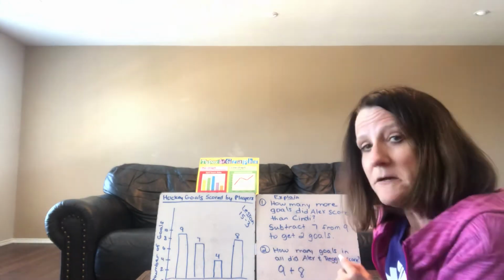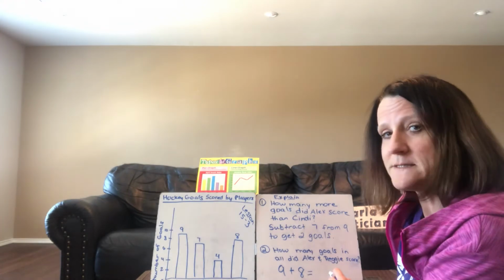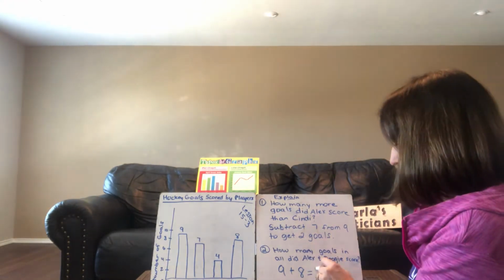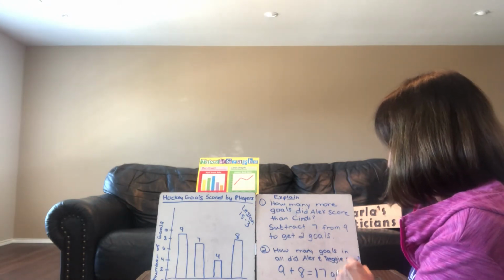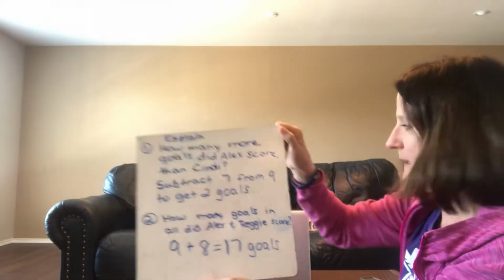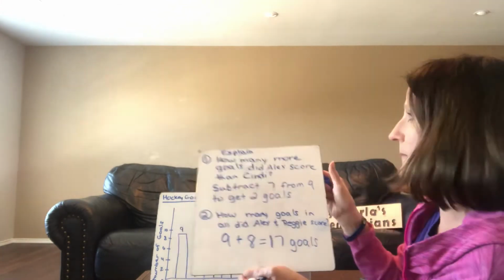Now when you add, does it matter what order? No, you're right, commutative property. So when we add 9 plus 8, what do we get? Yep, 17. Good, 17 goals. Okay, and so by looking at our bar graph, we can find the answers to the problems.